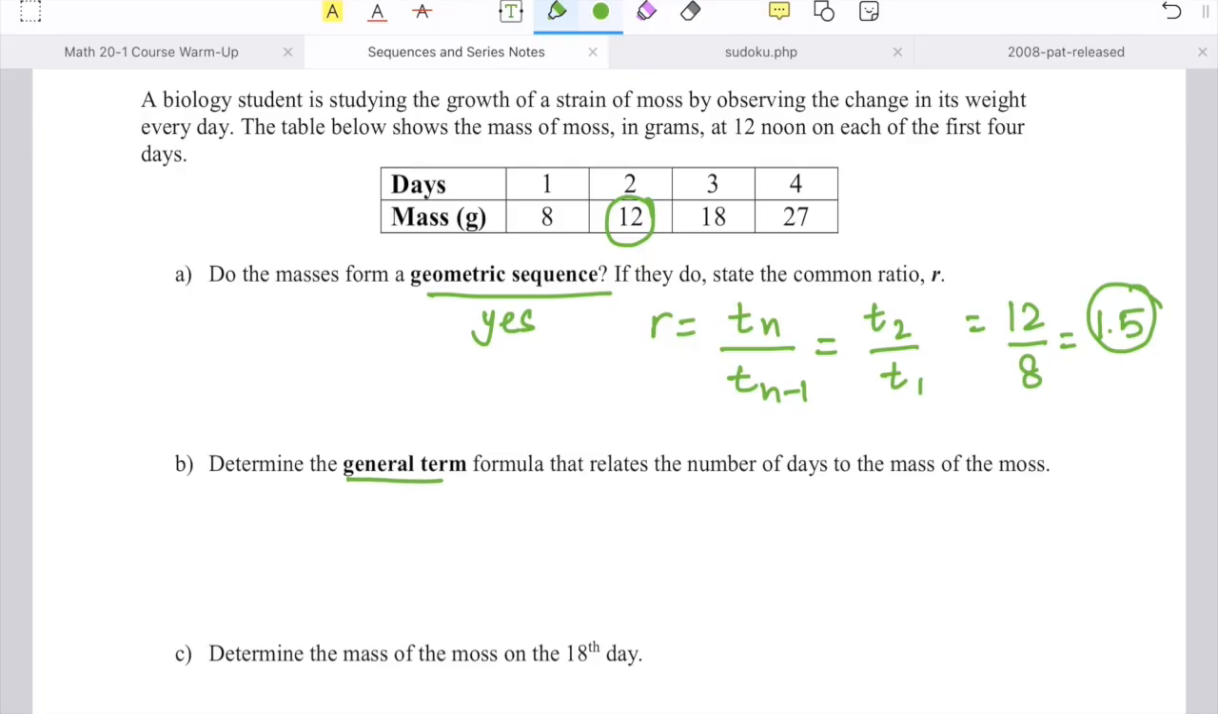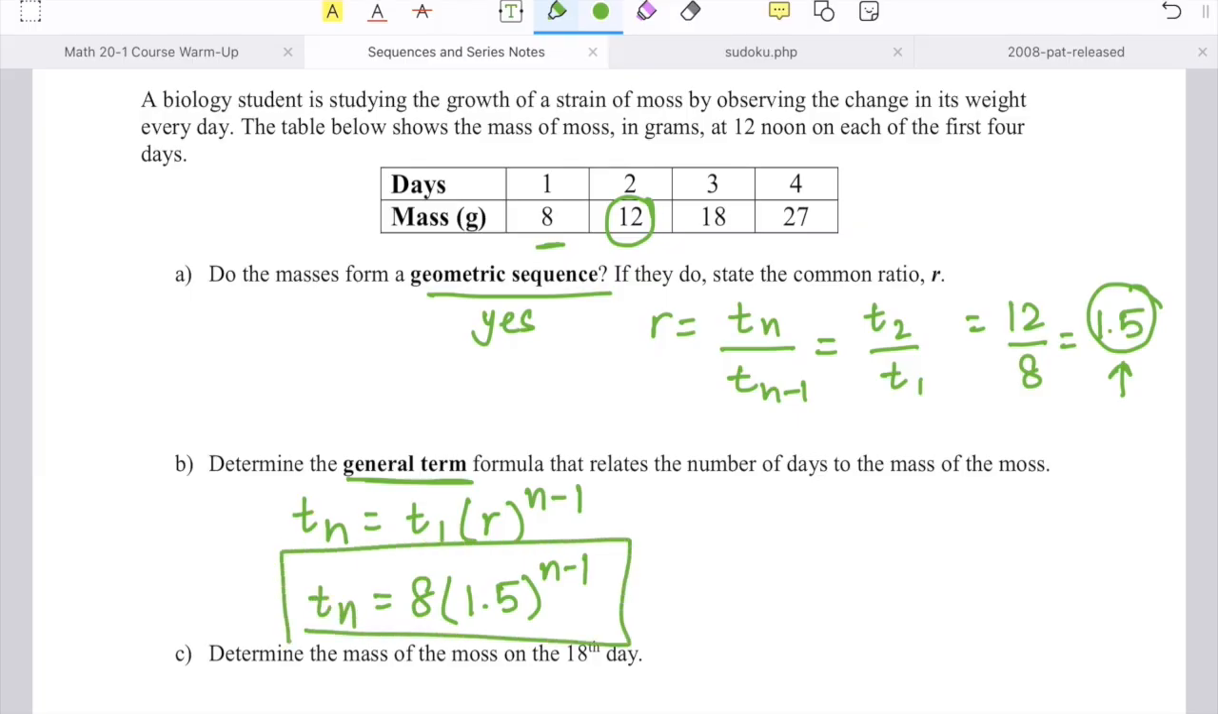Determine the general term formula that relates the number of days to the mass of the moss. So we know the formula is Tn equals T1 times r to the power of n minus 1, right? T1 is 8, so I'm going to put 8 times the ratio 1.5 to the power of n minus 1. So this is what my formula would be to figure out the general term.